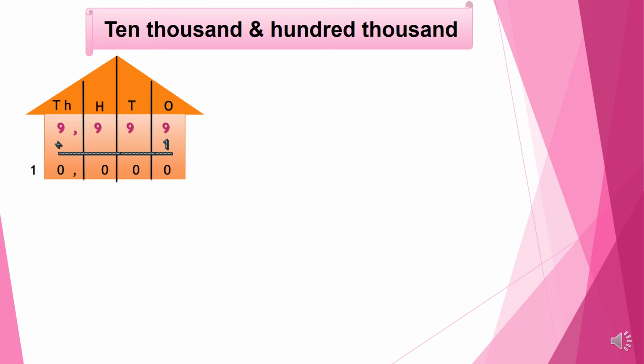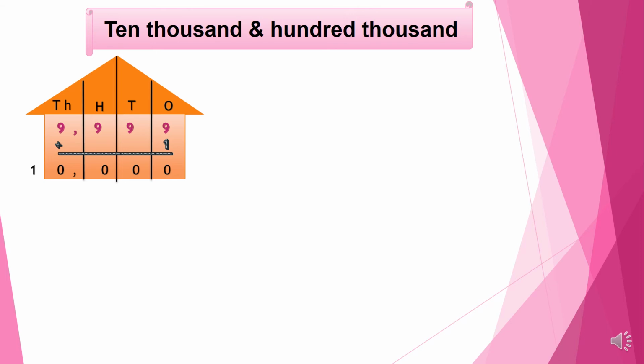9,999. If we add 1, the result will be 5 digits. How? 9 plus 1 equals 10, put 0 and carry 1. Again, 9 plus 1 equals 10, put 0 and carry 1. And the last digit, 9 plus 1 equals 10. We will write all of the 10. So, the result contains 5 digits.